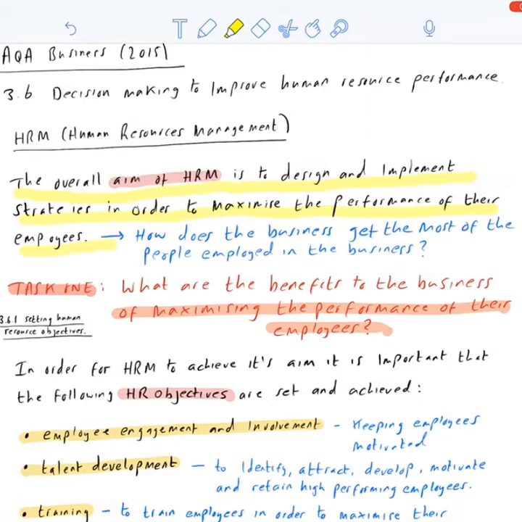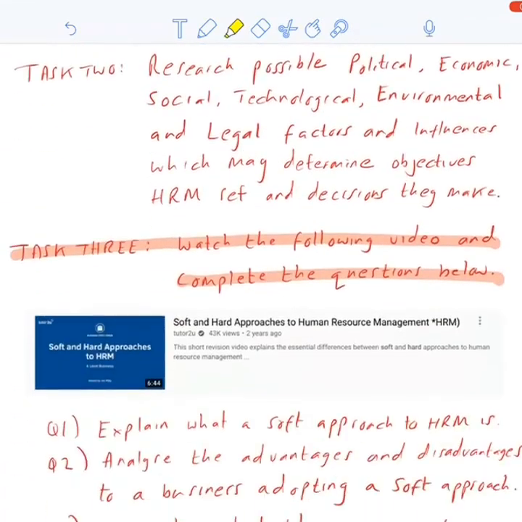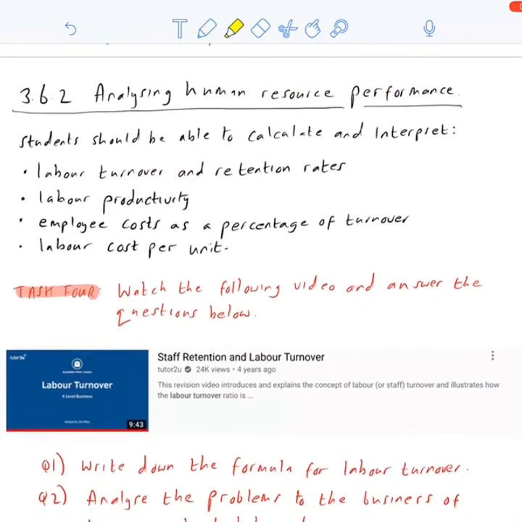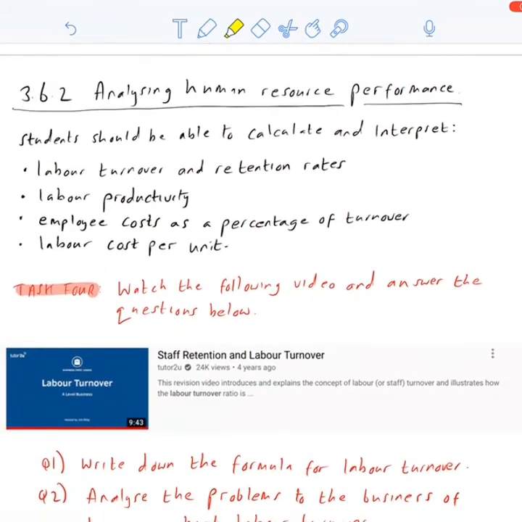So the business has to analyse its human resource performance, has to analyse the data in order to measure whether the performance of their employees has improved or not. And that's what the next section is all about. Okay, it's about analysing the human resource performance. So you need to be able to calculate and interpret the following: labour turnover and retention rates, labour productivity, employee costs as a percentage of turnover, and then finally labour cost per unit.